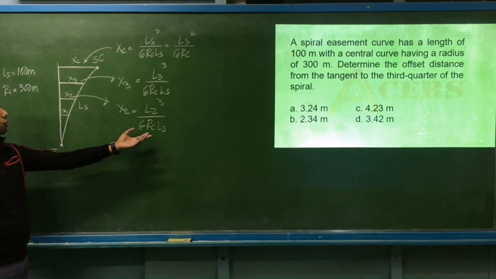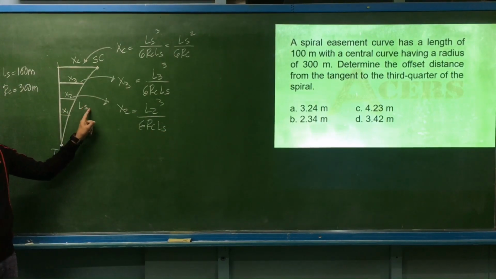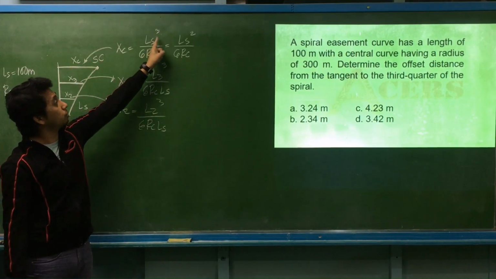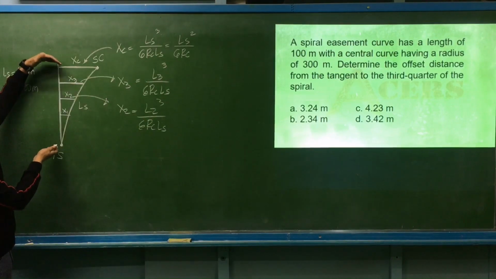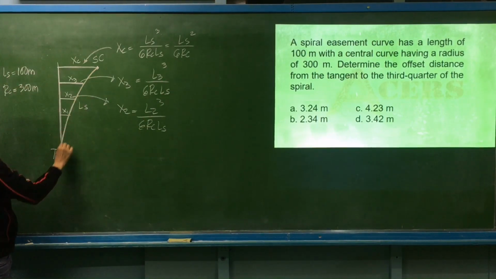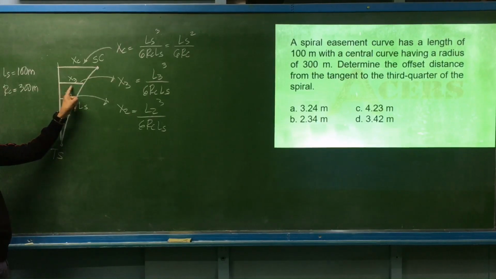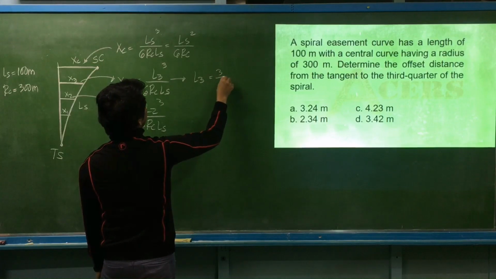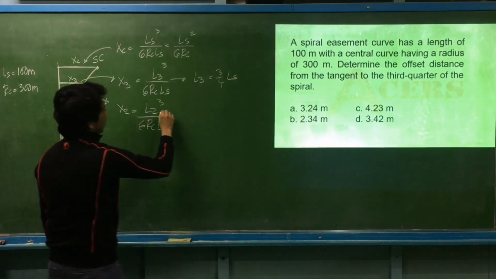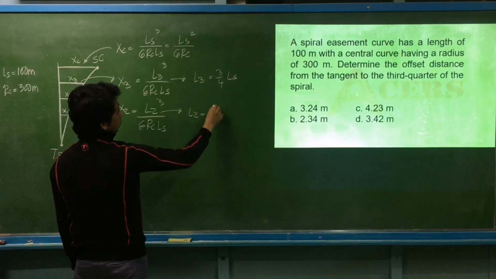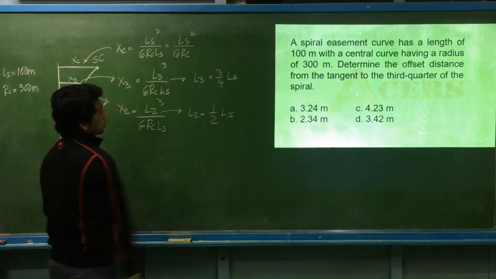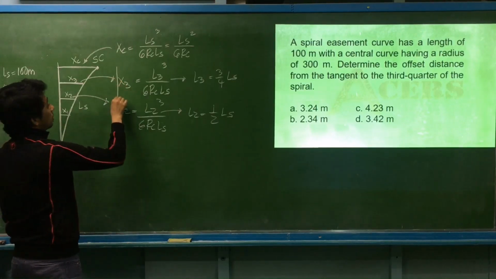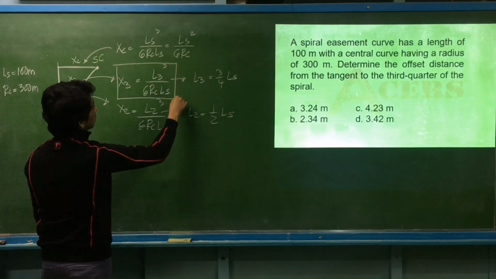If you notice, the pattern depends on which quarter it is. Why x sub c, why is LS your numerator? For a reason, that is the longest offset. You consider the total length of the spiral. On the third quarter, what do we consider? L sub 3 is 3/4 of LS. For example, L sub 2, that is obviously 1/2 of the length of the spiral. So, for this problem, the required is this.